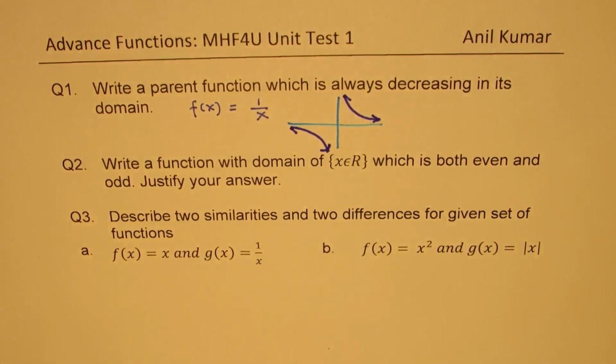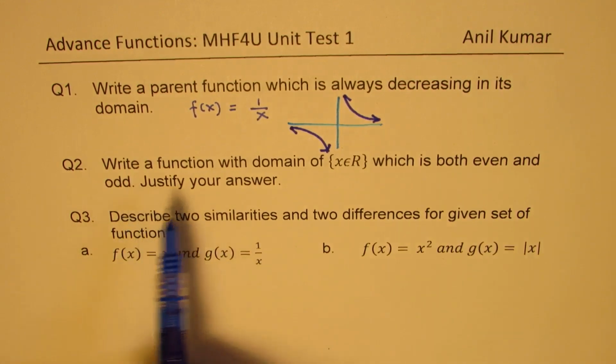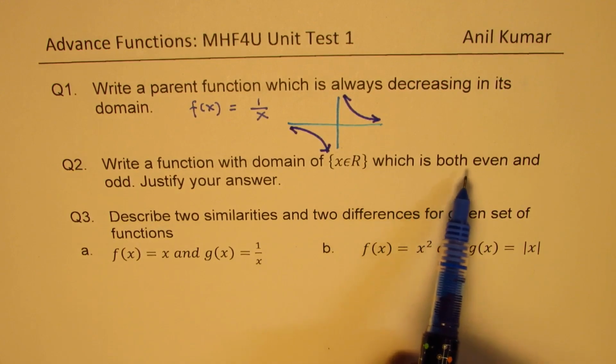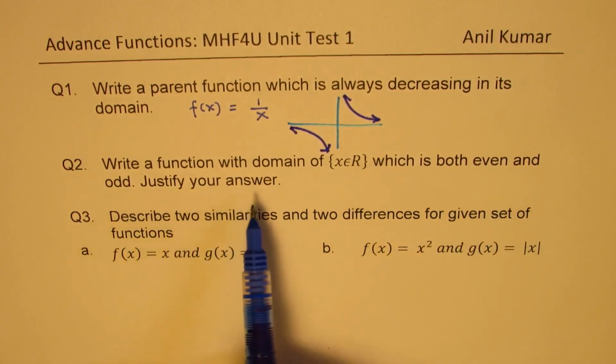Clear? Question number 2. Write a function with domain x belongs to real numbers, which is both even and odd. Justify your function.